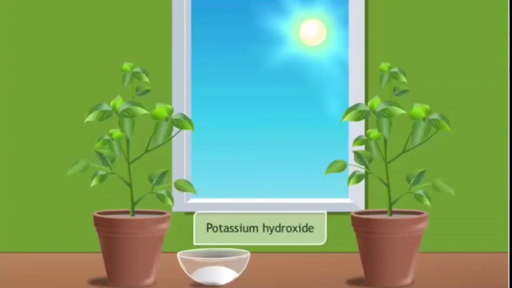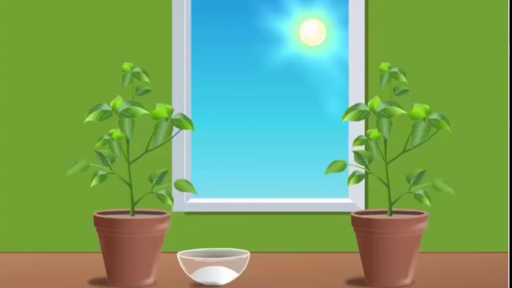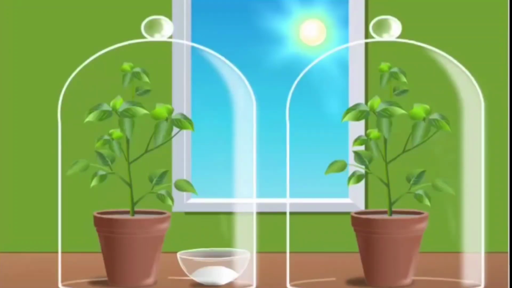Place a watch glass containing potassium hydroxide by the side of one of the plants. The potassium hydroxide is used to absorb carbon dioxide. Cover both plants with separate bell jars as shown in the figure. Use Vaseline to seal the bottom of the jars to the glass plates so that the setup is airtight.